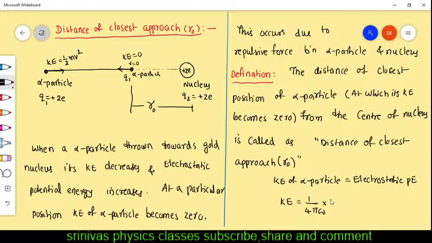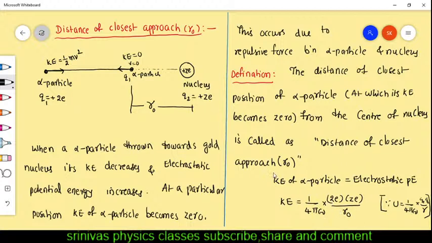Q1 is what? 2E. Q2 is what? ZE. The distance between them is what? R naught. This is the formula for the potential energy. You know the potential energy formula, U is equal to 1 by 4 pi epsilon naught into Q1 Q2 by R. We have to apply it here. I want the formula for the distance of closest approach, R naught.